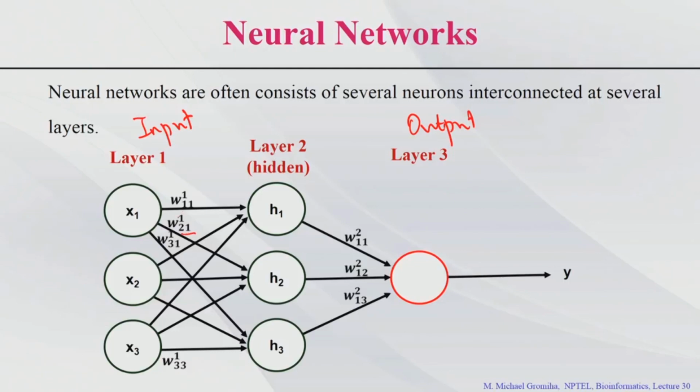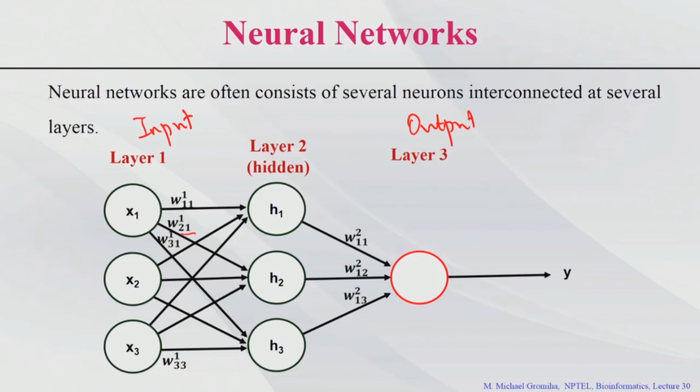Likewise, it is completely interconnected. So, x1 is connected to h1, h2, h3, x2 is also connected to h1, h2, h3 and x3 is also connected to h1, h2, h3. Then see the output. From this hidden layer it goes to the output. In this case the weights are 11, 12 or 13, all these 3.